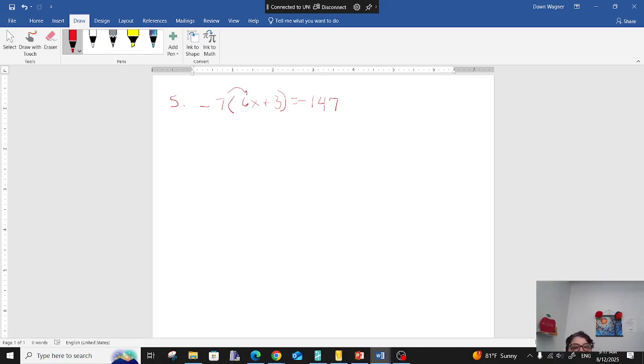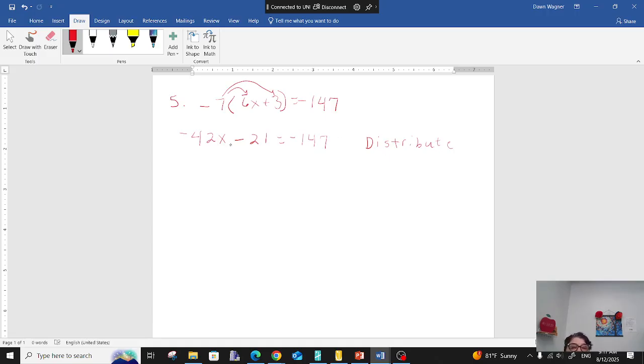Yes, we have to multiply -7 to both of these, and then I could drop the parentheses. So -7 times 6x is -42x. And -7, make sure you multiply to both and you watch your signs. -21 equals -147. We good so far? So our first step on this was to distribute. That's called the distributive property. We worked on that yesterday.